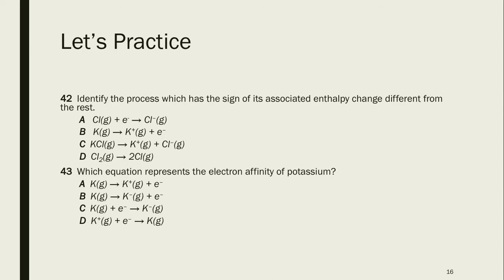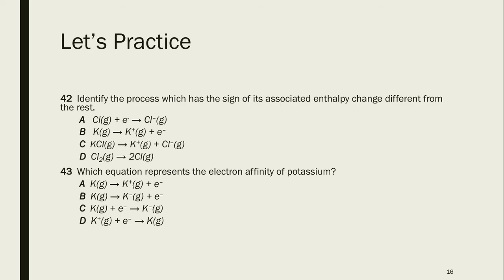Number 42 says, identify the process which has the sign of its associated enthalpy change different from the rest. Okay, so one of these has an enthalpy change that is different from everything else. So look at all of the equations that are given. You should be able to recognize these and understand what they are, what they're telling you, and if they're exo or endothermic. Okay, well, letter A, you're adding an electron, which is electron affinity. Okay, it's the first electron affinity, which is always exothermic. So A is exothermic.